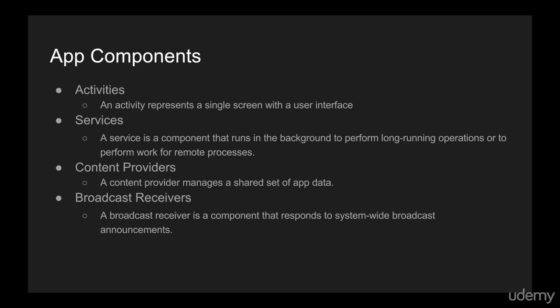The last one is the broadcast receiver. A broadcast receiver is a component that responds to system-wide broadcast announcements. Many broadcasts originate from the system, for example, a broadcast announcing that the screen has turned off, the battery is low, or a picture was captured. Apps can also initiate broadcasts, for example, to let other apps know that some data has been downloaded to the device and is available for them to use. Although broadcast receivers don't display a user interface, they may create a status bar notification to alert the user when a broadcast event occurs.